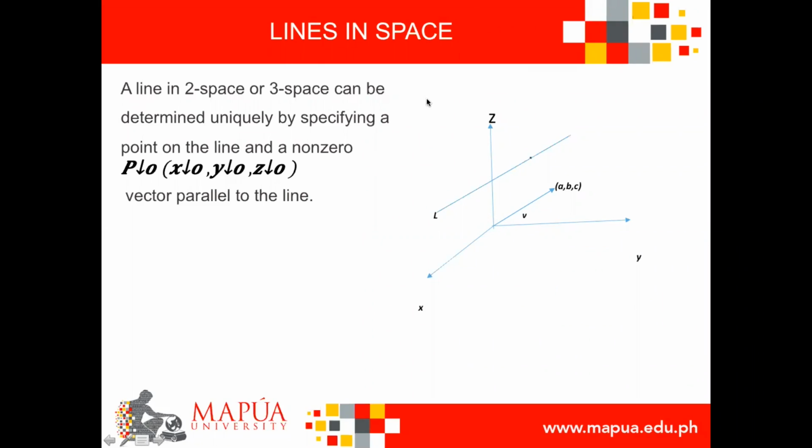We define that a line in 3-space can be determined uniquely by specifying a point on the line and a non-zero vector parallel to the line. As you can see, we have here a line L and a vector V which are parallel. If we denote this as our point P sub 0, whose coordinates are x sub 0, y sub 0, and z sub 0, then we can now define the equation of line L based on the given point and the given vector V.